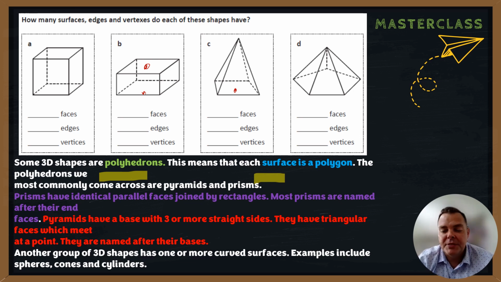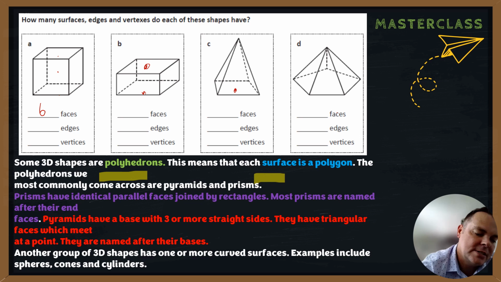Now, a couple of things that we want you to be able to investigate with these shapes are faces, edges, and vertices. Faces are anything that sits on the top. I'm going to use the cube as an example. We see that a lot on a dice, and we know that a dice has 6 faces.